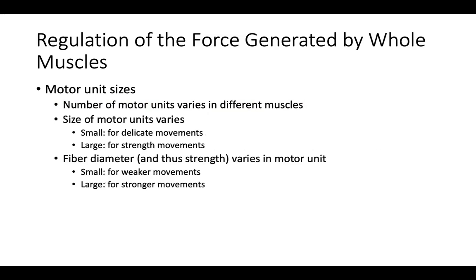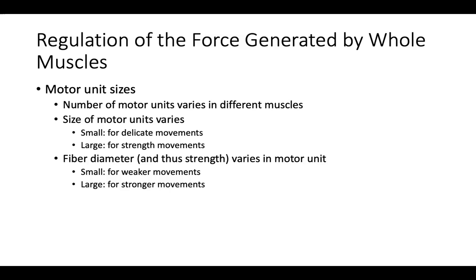Okay. So that's what I think. I kind of may have jumped ahead of myself here. So basically we've got the size of the motor unit varies. Small units are for delicate movements. Large units are for strenuous movements or for strength. And so the fiber diameter is also going to vary with the motor unit as well.